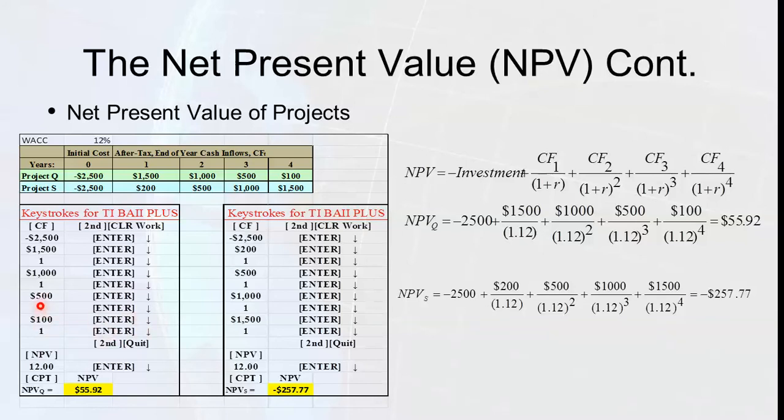Just for an example, if the 1500 cash flow is for 10 years, then actually you don't have to put this number 10 times. You can just put the frequency equal to 10. Once you put your cash flows in the cash flow worksheet, you're going to press second and quit, so you exit this cash flow worksheet.